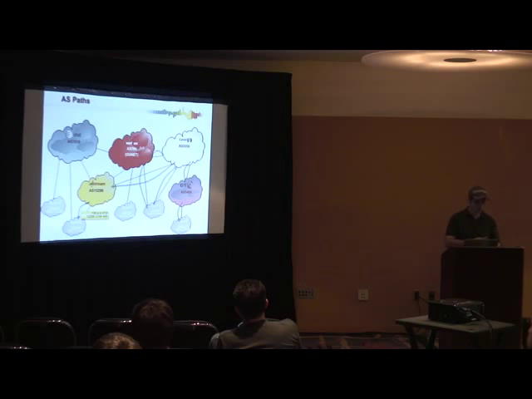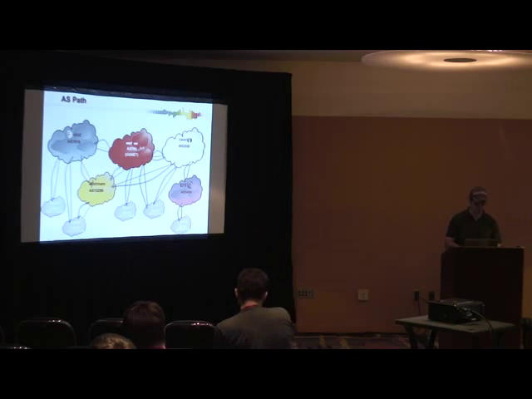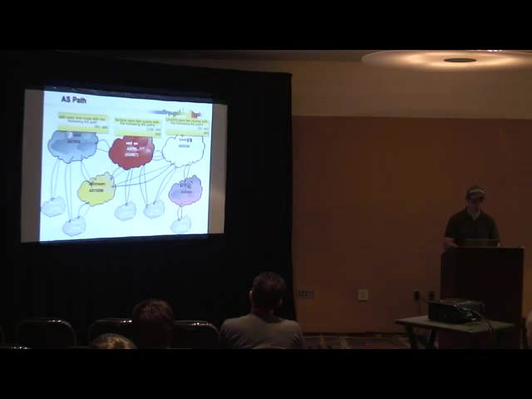Same for Allstream. Allstream will send it to its customer, and you'll see AS400, the origination. You'll see 3356, the Level 3 path, as well as 15290 Allstream. And that's not the only path that exists in this topology. There's lots of other paths. For example, Level 3 will see it directly from AS400, as well as from its peering session from 701. 701 will see it directly from the customer, as well as its peering session from Level 3. AT&T will see it from its peering session with 701.